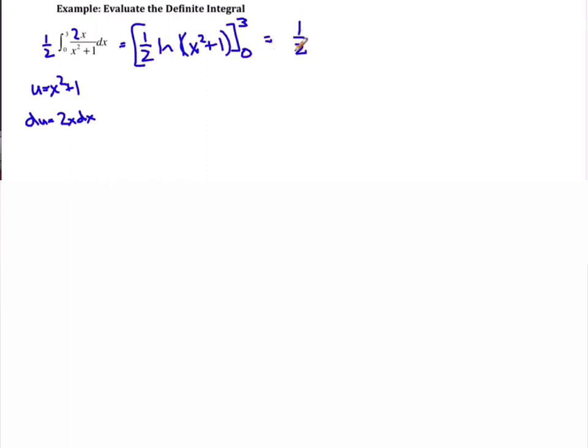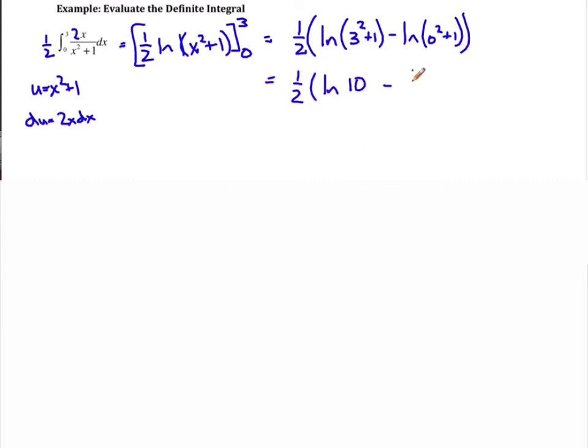So we're going to get 1/2, and we can actually factor this outside, times the natural log, and we'll substitute in 3, so 3 squared plus 1. And then we're going to substitute 0, so the natural log of 0 squared plus 1. And so this is 1/2 times the natural log of 10 minus the natural log of 1. Okay, and we know that the natural log of 1, remember, it's going to be from 1 to 1, and so this actually equals 0 here.